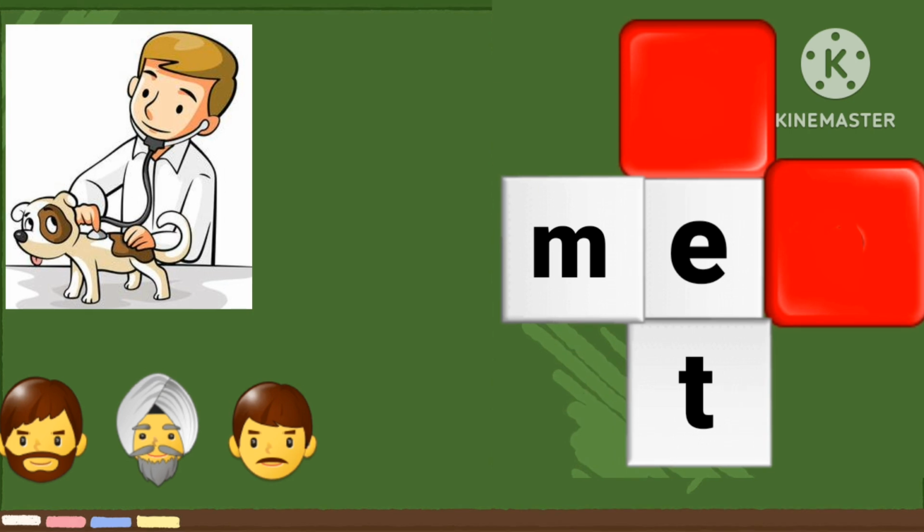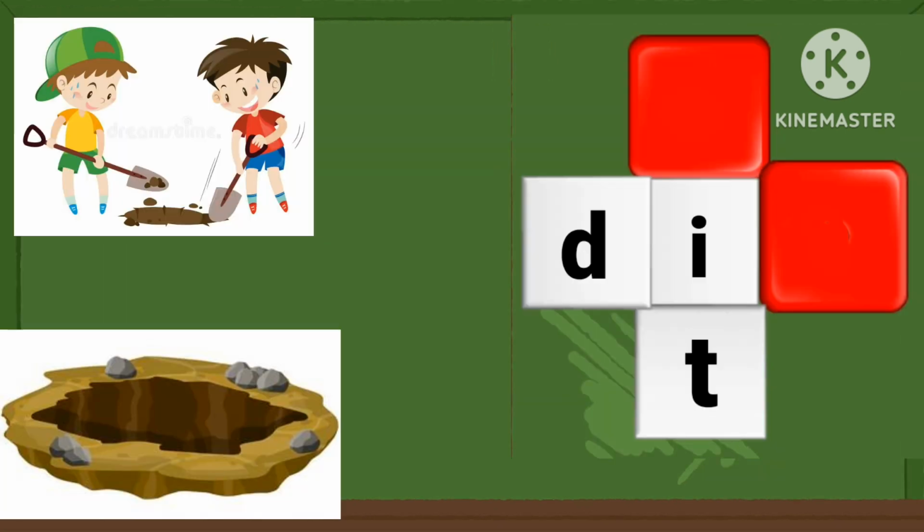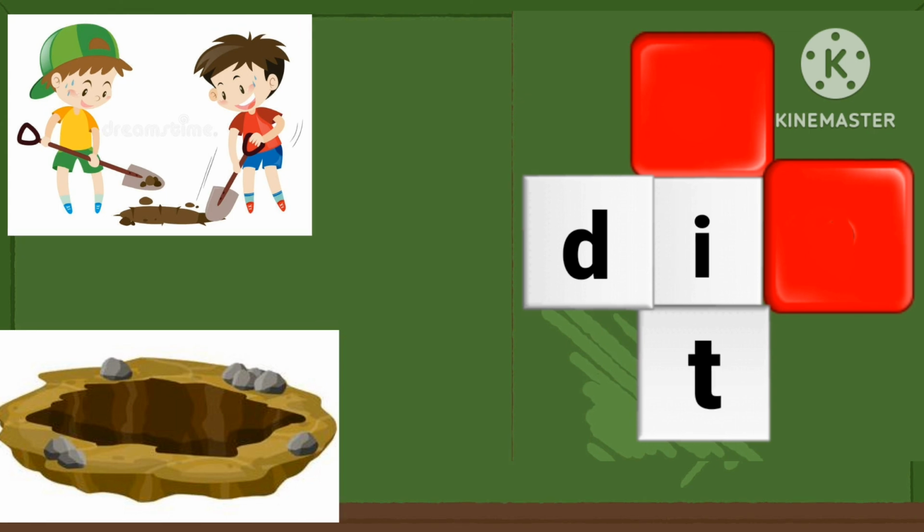Next, look at the pictures and guess the words. Vet, men. Spell the words. Vet. Men. Which letters are missing? Letter V, N. So drop letter V for vet and N for men. Well done.